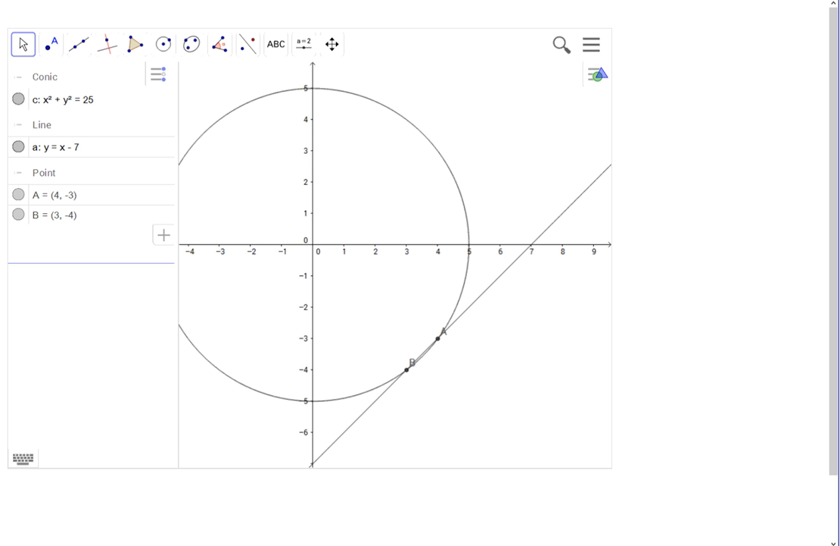If you have a circle with just x squared plus y squared equals a number, then the center will always be 0, 0. And the radius of the circle will always be the square root of the 25, which is 5. In an upcoming video we'll talk about when the center is not 0, 0. Okay, let's take another example.